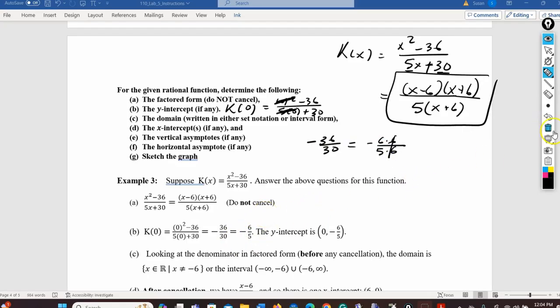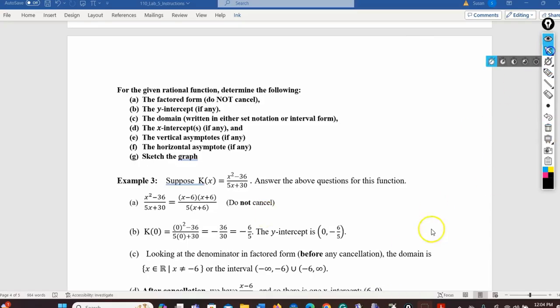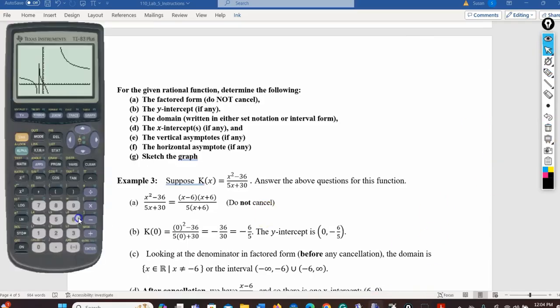Or you can always use your calculator to get something in lowest form. So let me get out of here. And if I wanted to reduce -36 over 30, I just press enter, then press math, then press enter twice. Enter, enter. And that gives me the lowest form. Okay, so let's try that again. -36 over 30.